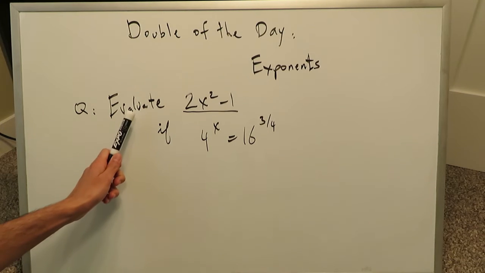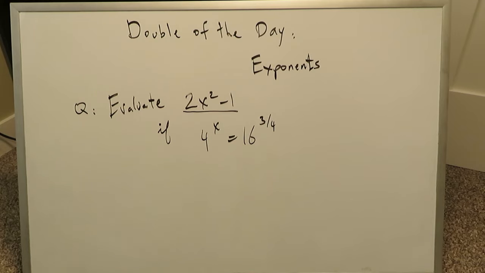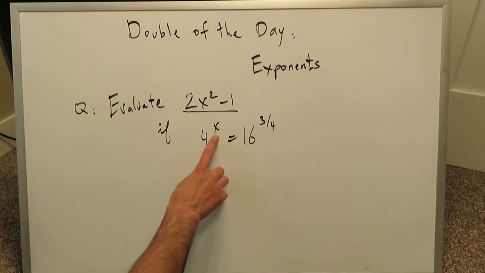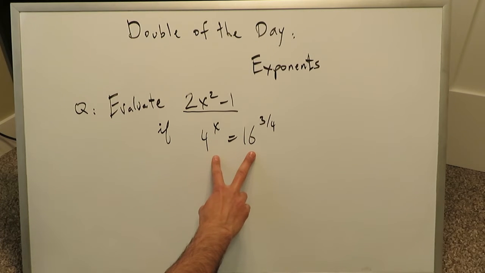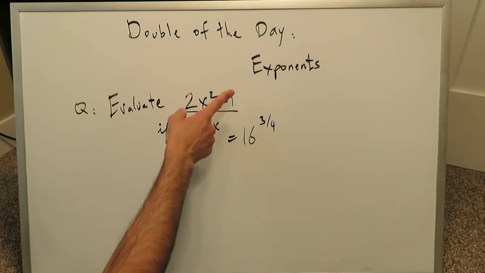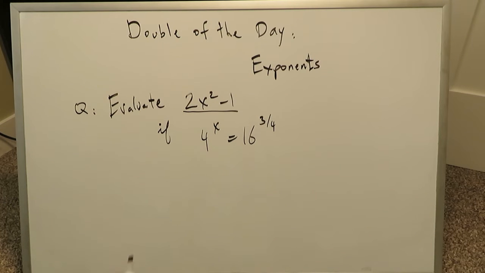You have a question here where you're asked to evaluate this expression 2x squared minus 1, given that 4 to the power of x is equal to 16 to the power of 3 over 4. It's like a multi-step question. How do you go about evaluating this 2x squared minus 1? You basically have to solve for x from this aspect, then plug in that value of x over here and you'll get your value. How can you do this?